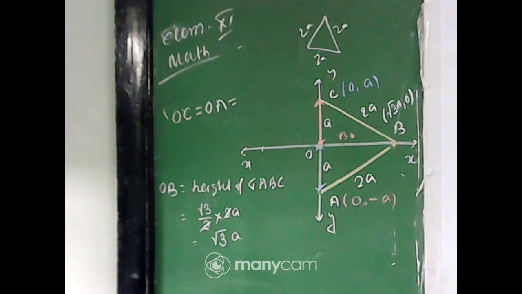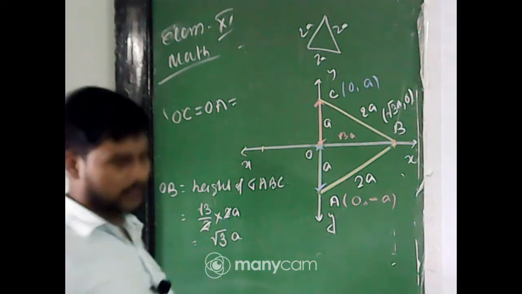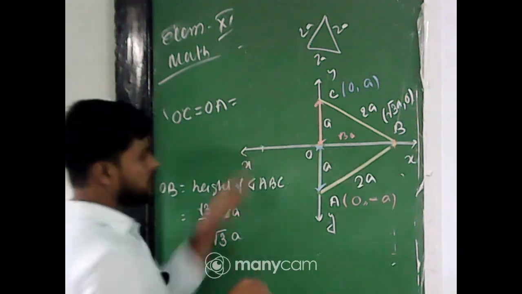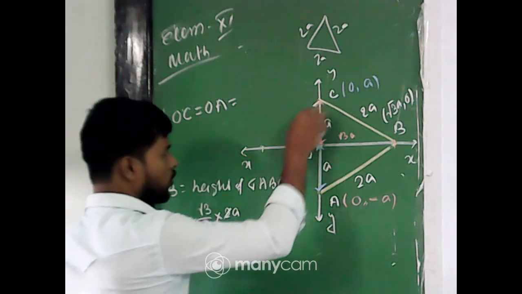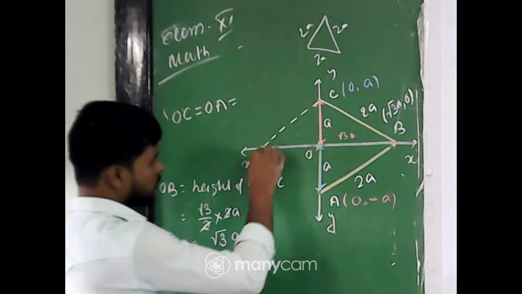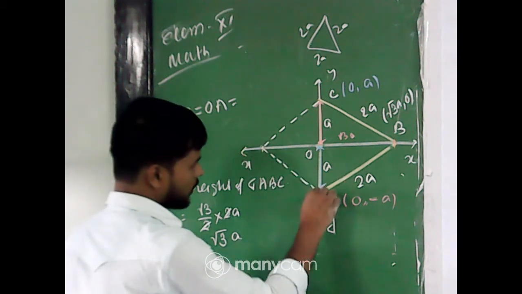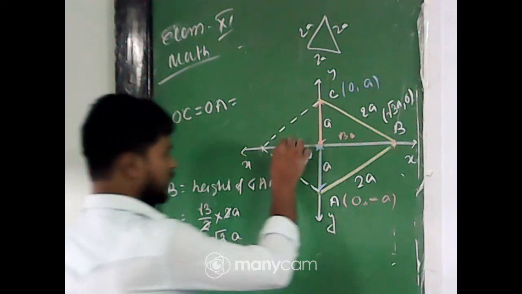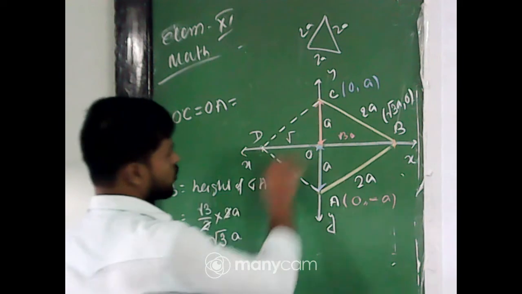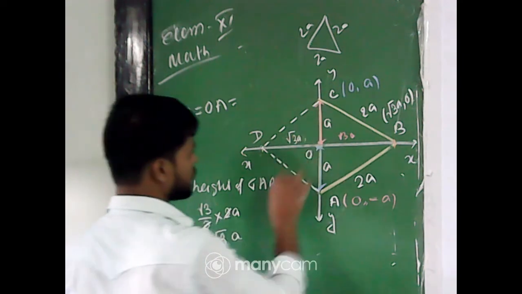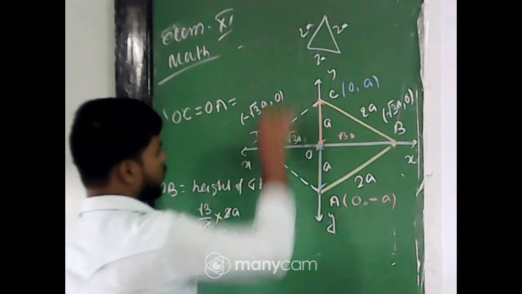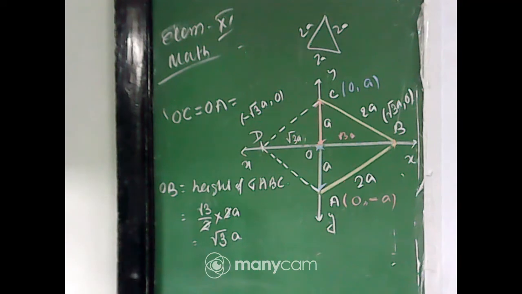Now there is another case. If we consider the point B in this direction, then we have another possibility when the vertex is lying in the negative direction of the x-axis. In that case, this length for the point D will also be √3a. So the coordinate of the point D will be minus √3a, comma 0. Why? Because D is lying on the negative direction of the x-axis.